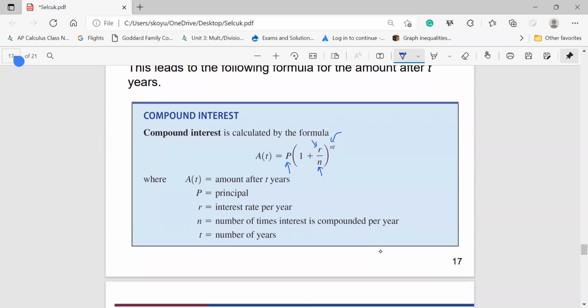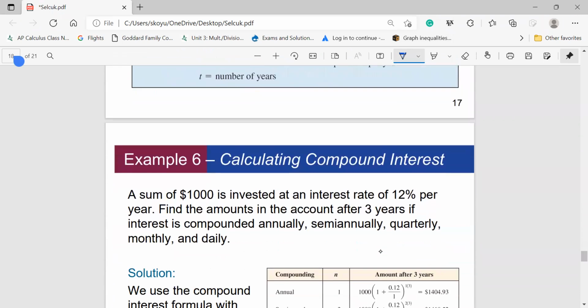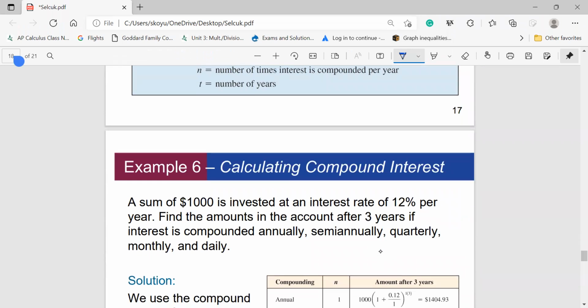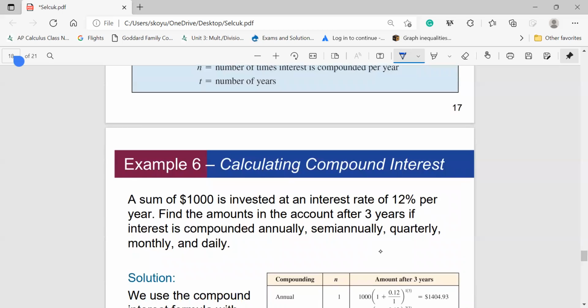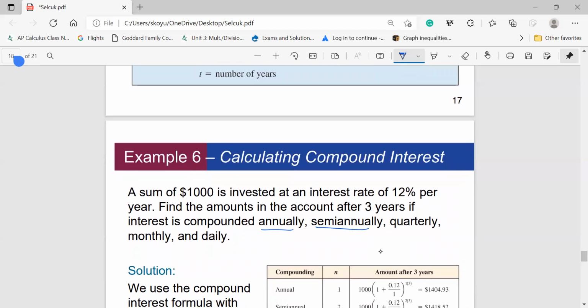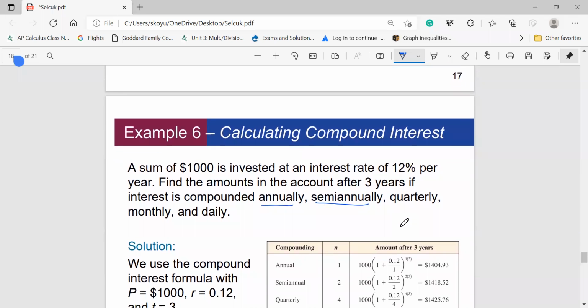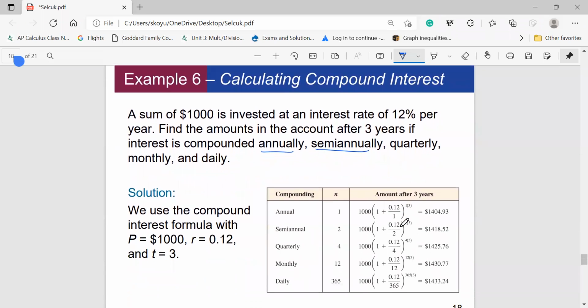Okay, so let's look at an example. Okay, so let's say we're investing $1,000 at interest rate 12% per year, and find the amounts in the account after 3 years if interest is compounded on different periods of time. So like annually, semi-annually, quarterly, monthly, daily, and so on. And then we will be able to compare which one will give us more total, right? Like accumulated more.